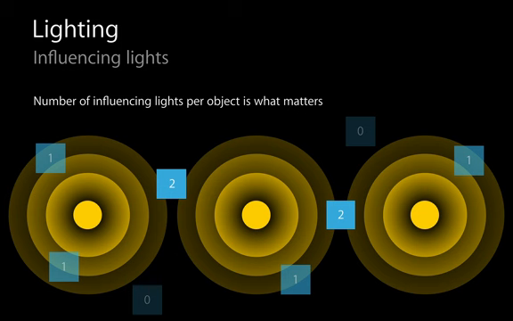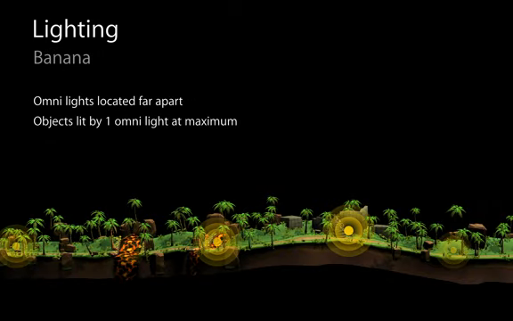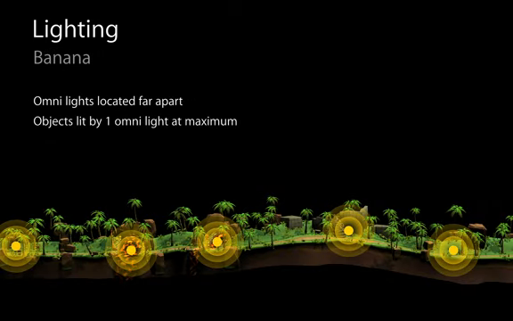So that means that the rendering of the objects with the 1 light will be relatively cheap. The rendering of the objects with the 2 will be slightly more expensive, but at least no objects in that scene will be affected by 3 omni lights at the same time. Here's how we did it in Bananas. We placed the torches and the lava so that when the character progresses in the game, it is never affected by more than 1 torch or 1 lava at a time.